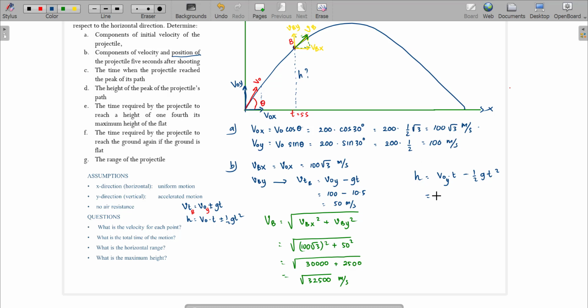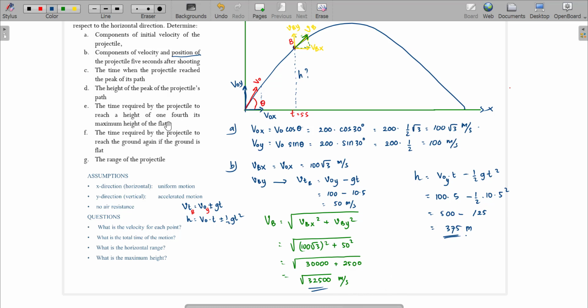V0y is 100 times 5 minus half gravity 10 times 5 square. So the result is 500 minus 125. So the result is 375 meters. Okay, so we have 375 meters.